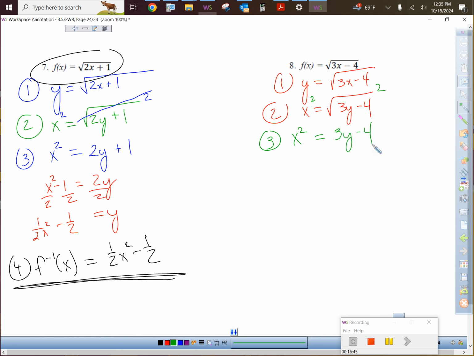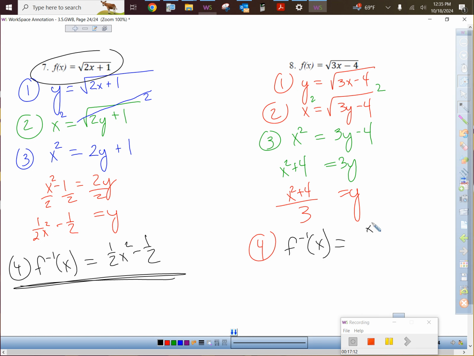We are going to then start solving for y, so I need to get rid of that minus 4 by adding 4 to both sides. So that would be 3y equals x squared plus 4. And then we're going to divide by 3. And this time I'll write it just to be a little different. You could divide each term by it, but you can use the all over 3 if you really wanted to as well. And then f inverse of x is going to equal x squared plus 4 all over 3.